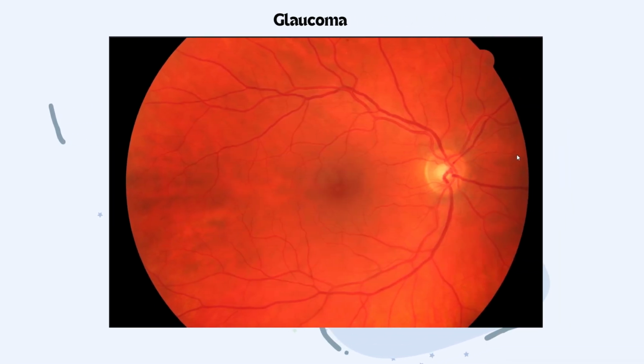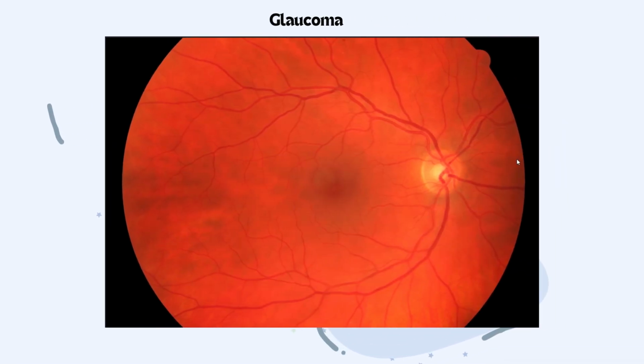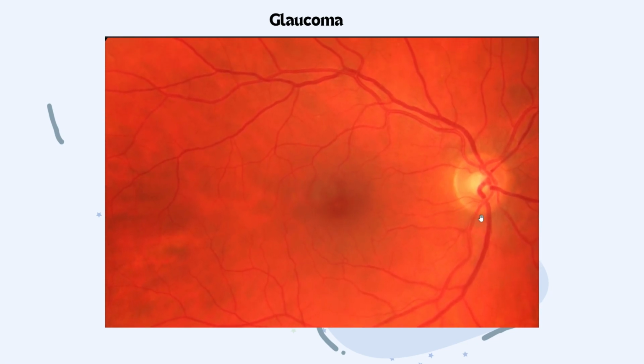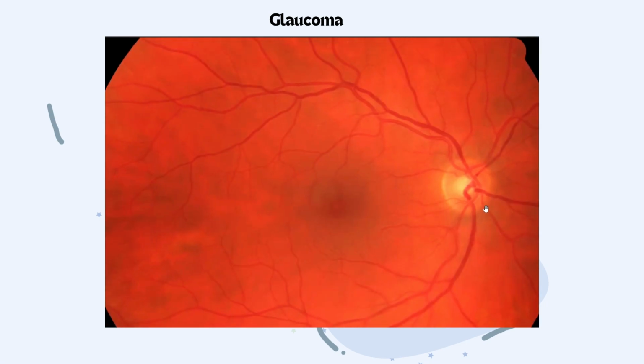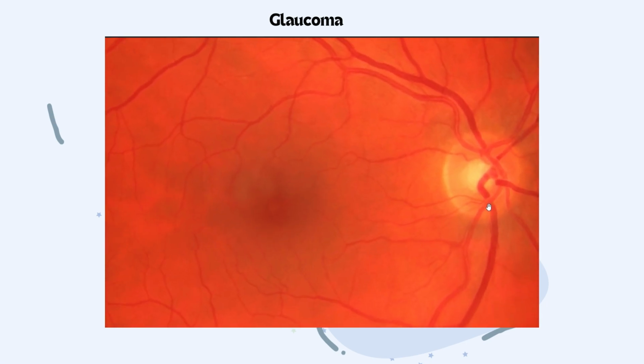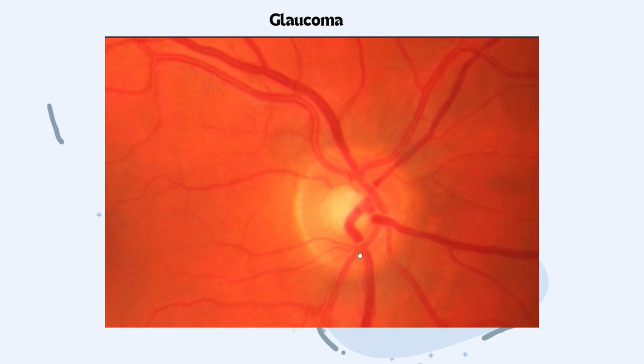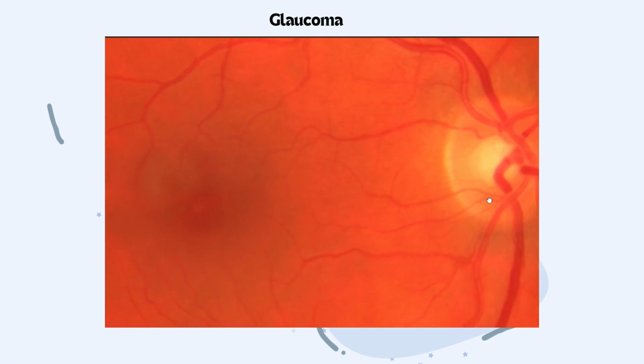Moving ahead, glaucoma, on the other hand, is associated with increased pressure in the eye. In the fundus image, you might not see dramatic changes to the blood vessels or the macula. Instead, the key would be the optic nerve itself. Look for signs of cupping, where the optic disc appears more hollowed out, indicating damage to the optic nerve fibers due to the increased pressure.